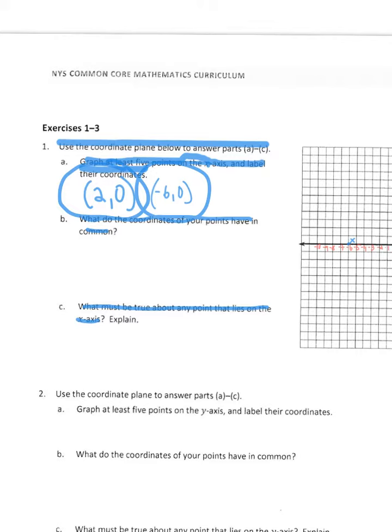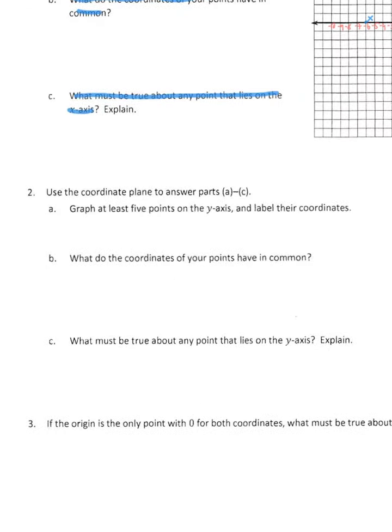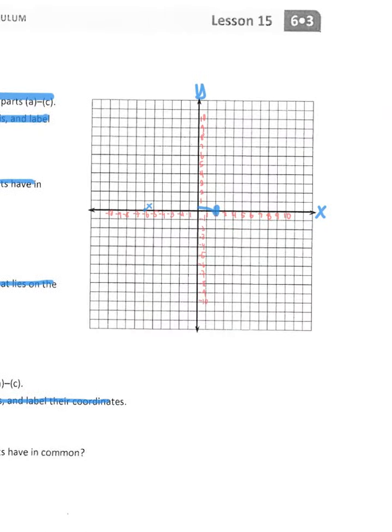And you're going to do the same thing, but now you're going to do along the Y-axis for number 2. It says right here, graph at least 5 points on the Y-axis and label their coordinates. I'll do just 1 right now. So I'm going to go over here and find my Y-axis, which is right here, this whole line right here. Okay, so I'm going to find the point.